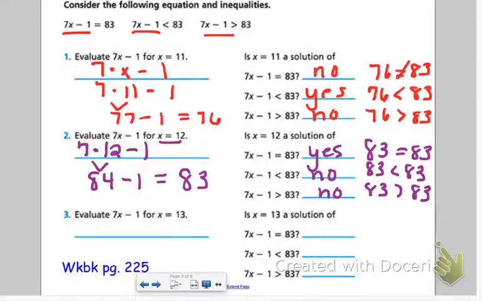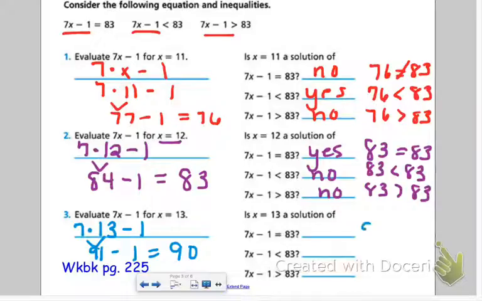What if we do 7 times 13 minus 1? And 7 times 13 is 91, and 91 minus 1, I was going to put the answer there, 91 minus 1 equals 90. So does that work out?